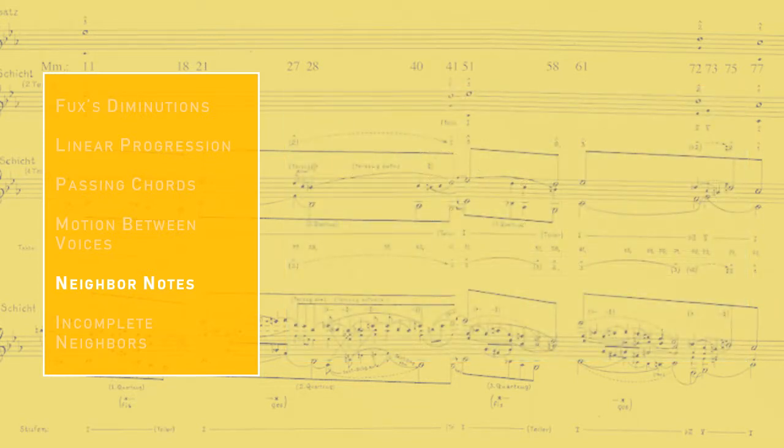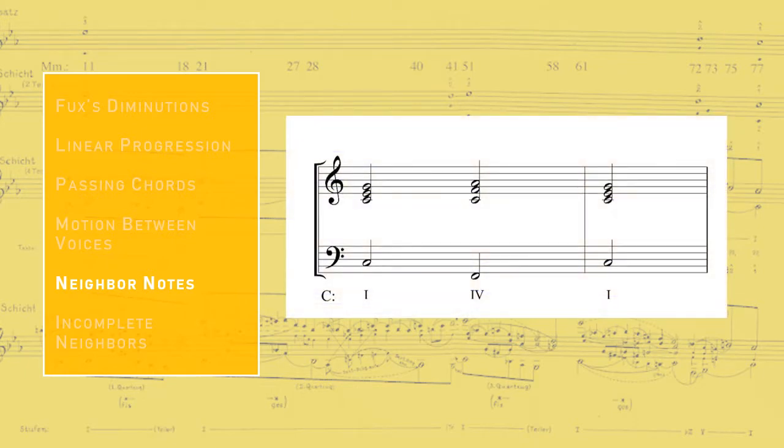In the same way that we could create passing chords by giving consonant support to a passing tone, we can also create neighboring chords by giving consonant support to a neighbor note. Here we have a keyboard-style chord progression that might be explained by a harmonic theorist as a tonic chord followed by a subdominant chord, which then resolves by plagal motion back to the tonic.